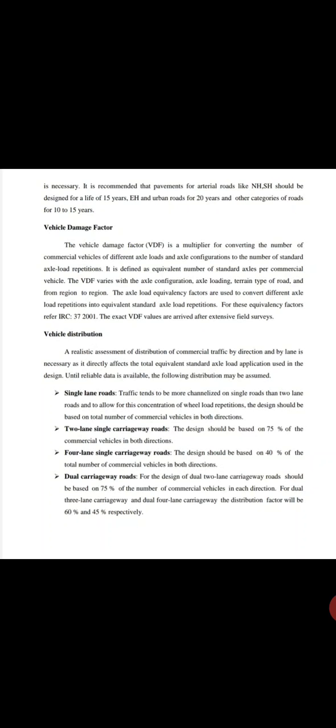Dual carriageway roads: the design of dual 2 lane carriageway roads should be based on 75% of the number of commercial vehicles in each direction. For dual 3 lane carriageway and dual 4 lane carriageway, the distribution factors will be 60% and 45% respectively.